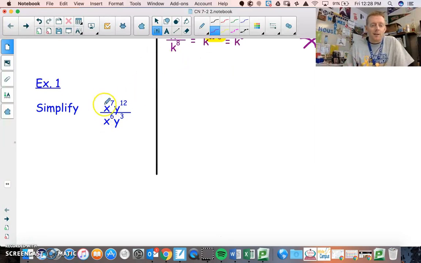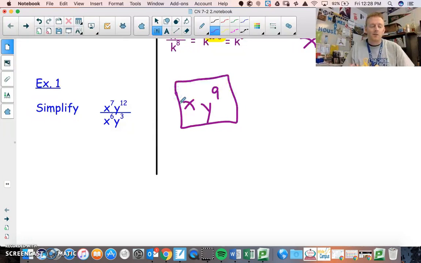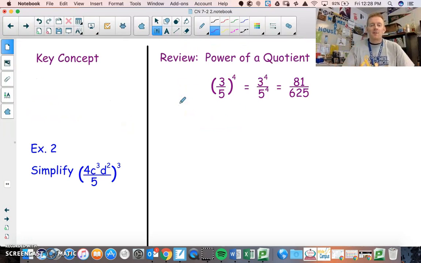All right, so we're looking at the common terms where there are both x's here. So I'm going to have 7 minus 6, which means there's going to be 1 x left over on the top. And then I have 12 minus 3 from my y's, which means I'm going to have y to the 9th on the top, because 12 minus 3 is 9. So I just have a leftover answer of x y to the 9th. Not too shabby. All right, on the next one, we're talking about the next property.